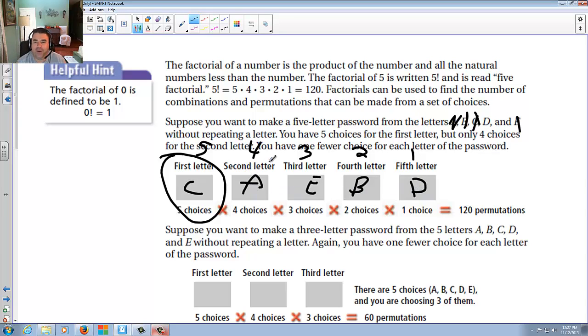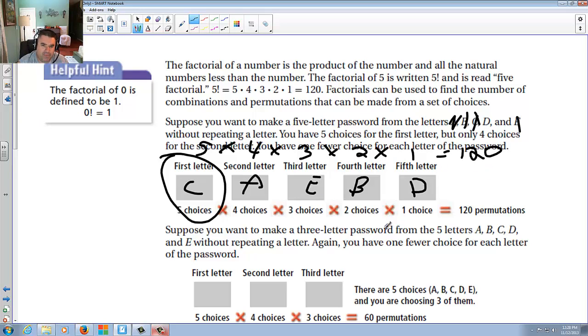But to find out how many different possibilities I had, 5 times 4 times 3 times 2 times 1. Well, 5 times 4 is 20, times 3 is 60, times 2 is 120. So there's 120 different possible combinations for a 5-letter password using A, B, C, D, or E.